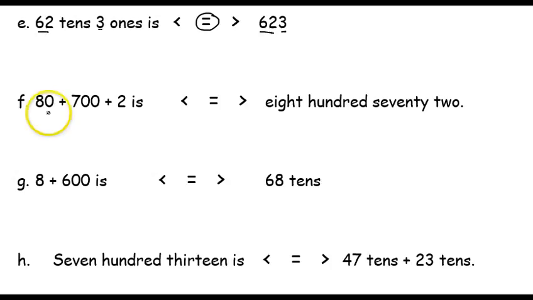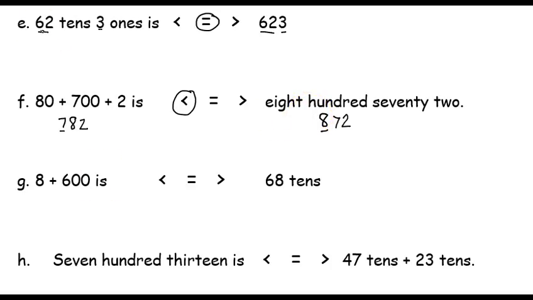In the next problem, I have 80 plus 700 plus 2, and I'm comparing that to 872. Well, 872 would be written like this in standard form. 80 plus 700 plus 2 would be written 782. Since my first number only has 7 groups of 100 and my second number has 8 groups of 100, that tells me my first number is smaller. So we'll circle the less than sign. 782 is less than 872.